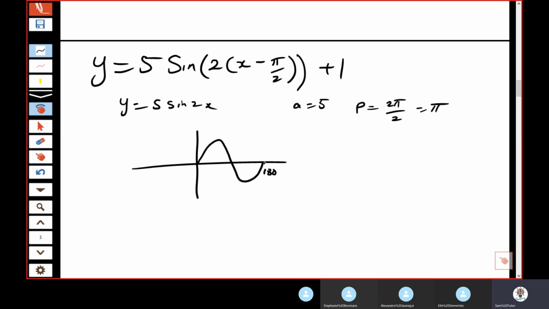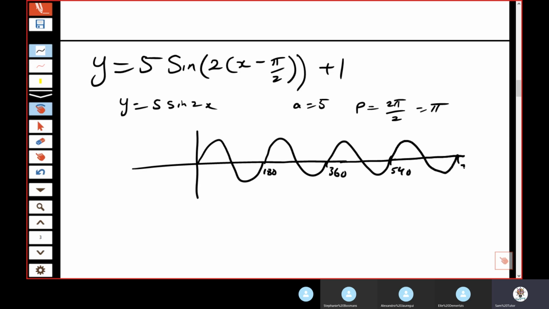That's 180. That's 360. That's 540. You guys get the idea. That's 720. And then same thing this way. That is negative 180. And I don't think I need any more than that. All right, any questions about that?